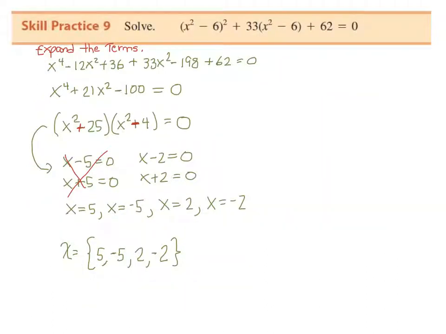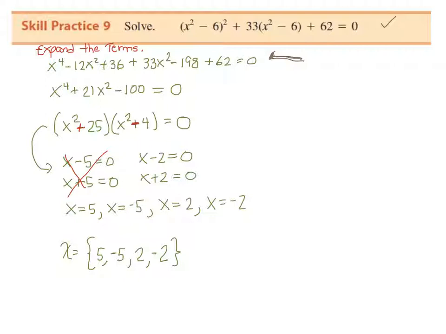In some cases, it's better just to expand the terms. So in the case of skill practice number 9, we have the expression x squared minus 6, squared, plus 33 times x squared minus 6, plus 62 is equal to 0. We go ahead and we expand the terms, and here we have the terms expanded. x to the 4th minus 12x squared plus 36 plus 33x squared minus 198 plus 62 is equal to 0.